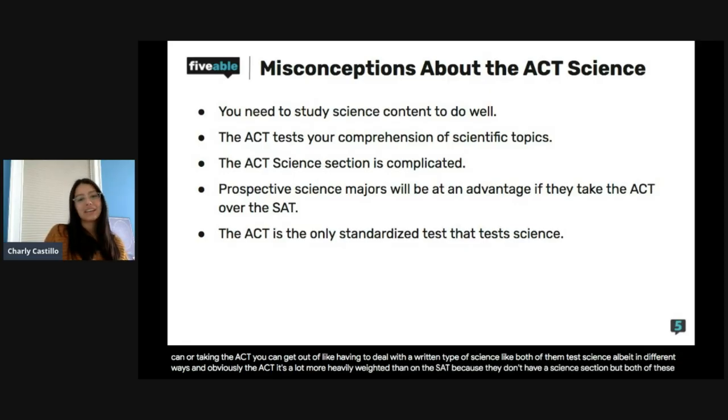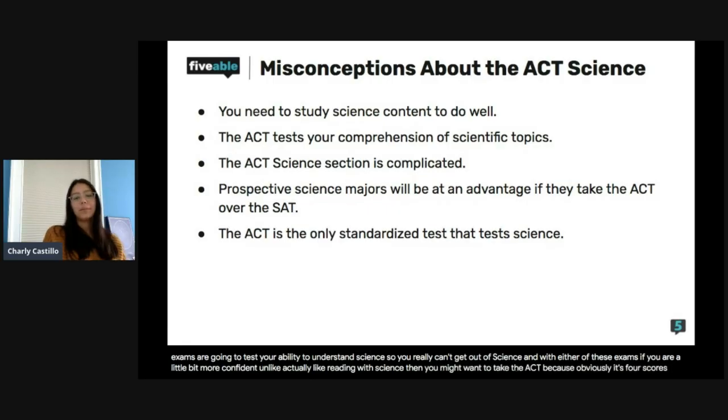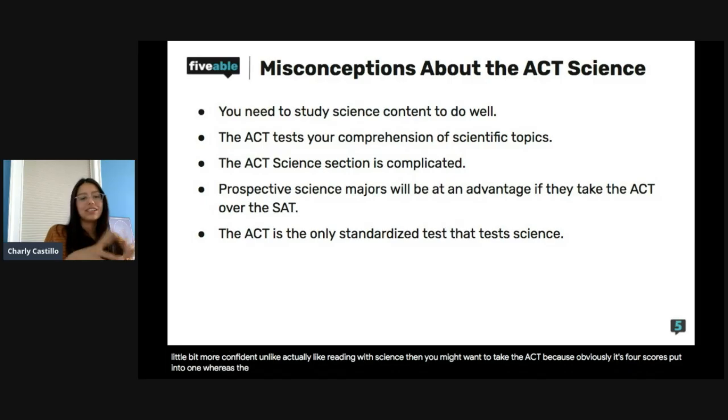But both of these exams are going to test your ability to understand science. So you really can't get out of science with either of these exams. If you are a little bit more confident on actually reading with science, then you might want to take the ACT, because obviously it's 4 scores put into one, whereas the SAT is 2. You have your reading and writing grammar section and your math, and on the ACT you have your 4 put into one. But don't think you're going to get out of science.